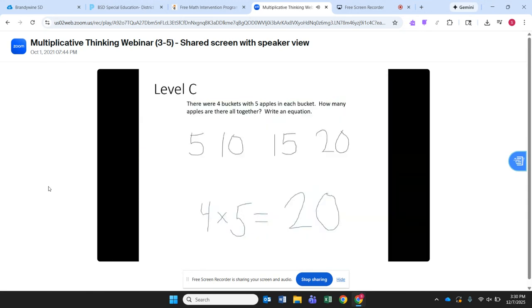So again, a level C student, when they're doing the same story problem, there are 4 buckets with 5 in each bucket. They may either go, 5, 10, 15, 20, or they may just say, oh, that's 4 times 5 and that's 20. And what usually determines their strategy is how comfortable they are with a particular math fact. If they know it, they'll use it, and if they don't know it, then they'll revert back.